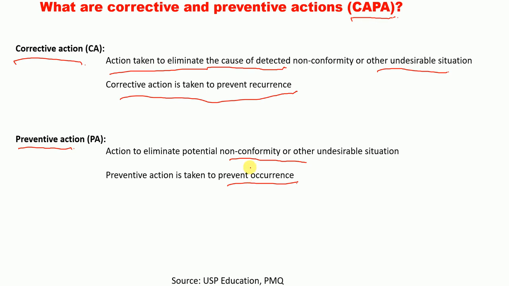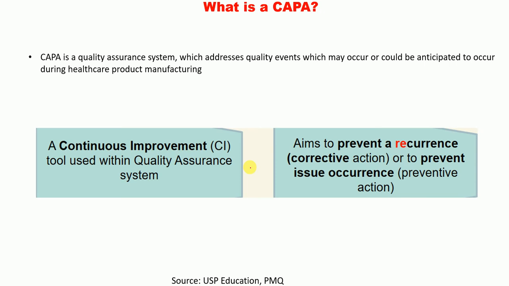So what is a CAPA? What is the definition of a CAPA? CAPA is a quality assurance system which addresses quality events which may occur, or could be anticipated to occur, during healthcare product manufacturing.